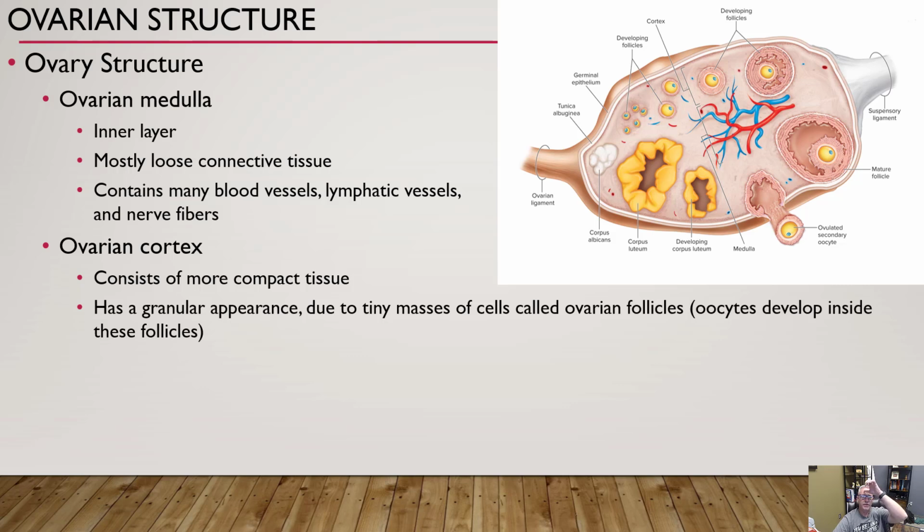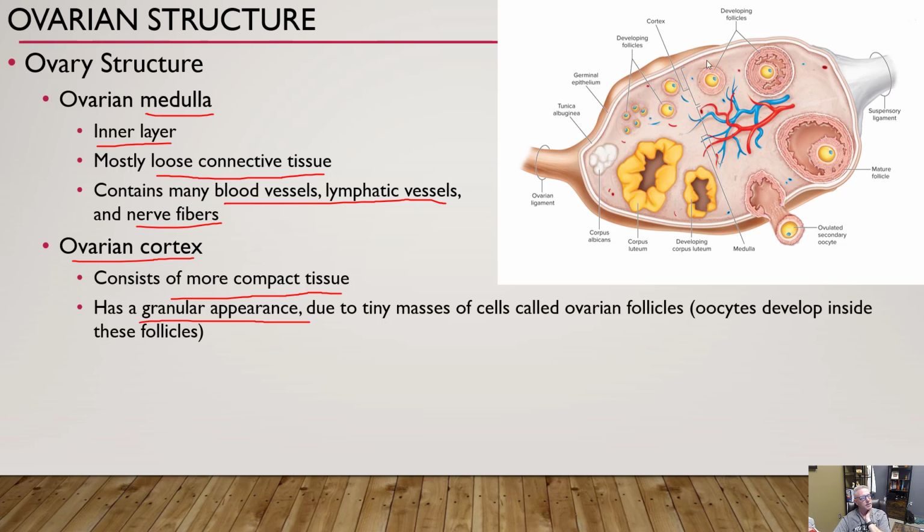All right, so the structure of an ovary, we can divide it usually into two different sections. There's the medulla and the cortex. Remember, medulla kind of means middle layer, or in this case, an inner layer. It has a lot of loose connective tissue, areolar connective tissue, with blood vessels, lymphatic vessels, nerve fibers. And then the outer layer, the cortex, has a more compact tissue, more granular appearance.